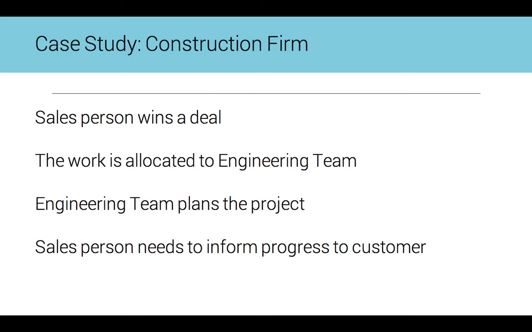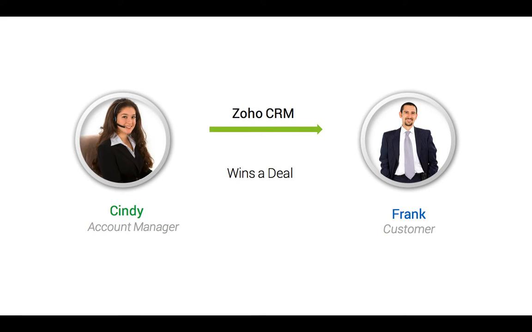The engineering team then tracks the work, the actual construction activity, within a project management app. Here we go. To give you an example with real people, Frank, the gentleman in the suit on the right side, has bought a house from a construction firm, and Cindy, on the left, is the account manager. Now Cindy will have Frank's information in Zoho CRM. She will be tracking the progress of the house being built and collecting the payment for each stage of the house.